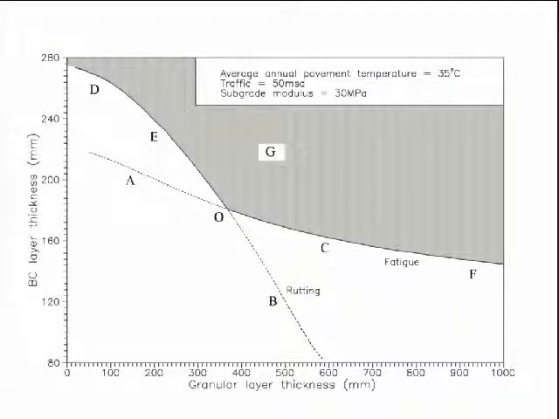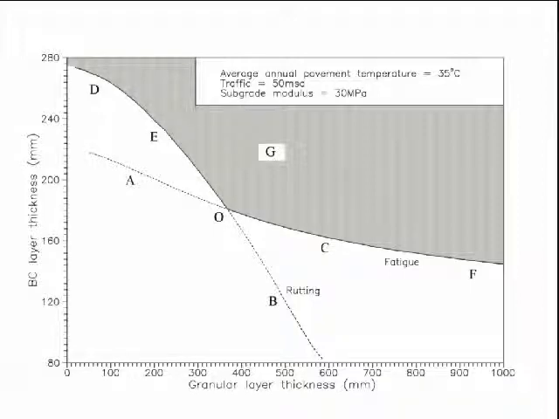Now, I would like to take this curve as the basis, and this is a typical pavement design chart where my design parameters are the granular layer thickness and the bituminous layer thickness. And you can see that this line is a rutting curve. This is the fatigue curve.